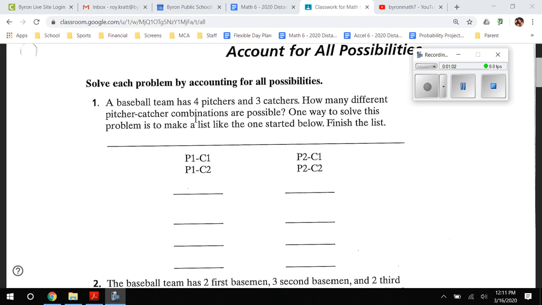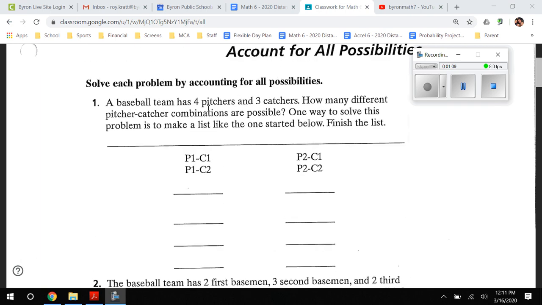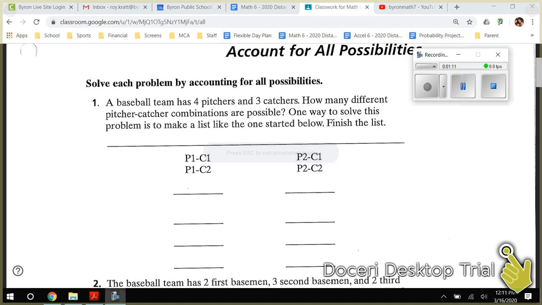One way to solve this problem is to make a list like the one started below. It says finish the list. So basically we have four pitchers and three catchers. So what we have to do is say, okay, we have pitcher one and catcher one, pitcher one and catcher two. We could also have pitcher one and catcher three, because there are three catchers. And we got to go through this process for all of our pitchers and all of our catchers.